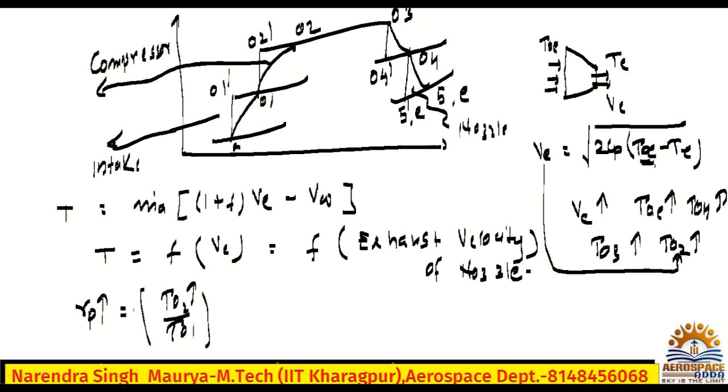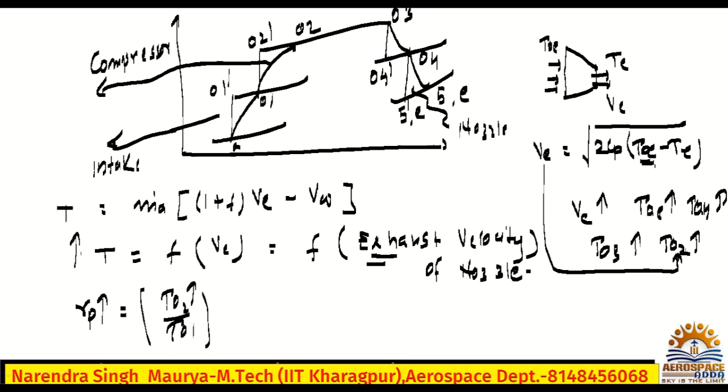Why? Because compressor pressure ratio increasing means T naught 2 increasing, T naught 2 increasing means T naught 3 increasing, T naught 3 increasing means T naught 4, then similarly T naught E, and finally exhaust velocity V will increase. Once exhaust velocity increases, your thrust will increase. That is clear. But up to what limit? Increasing doesn't mean you can increase beyond the limit.